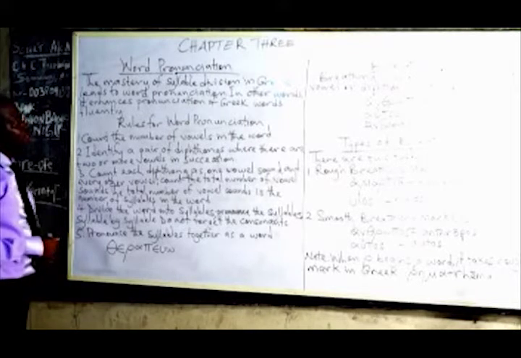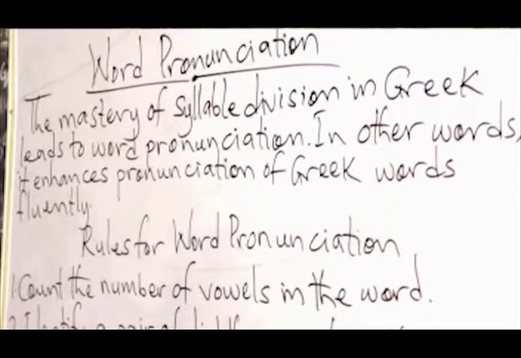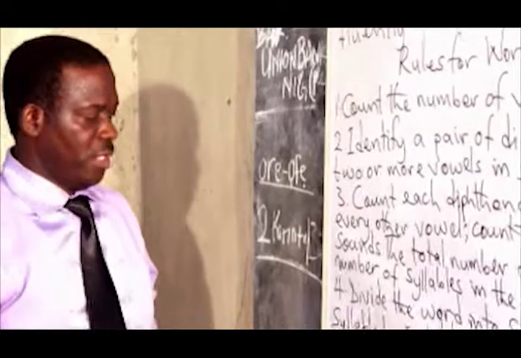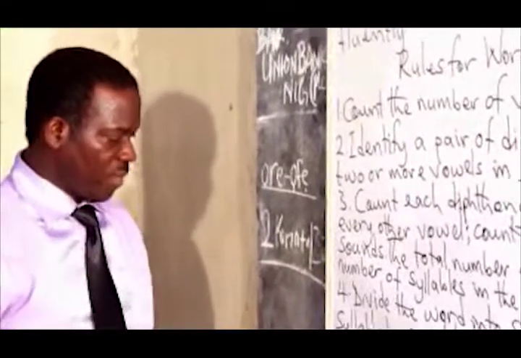Word pronunciation. The mastery of syllable division in Greek leads to word pronunciation. In other words, it enhances pronunciation of Greek words fluently. Rules for Greek pronunciation: we have a number of rules that will help one to pronounce Greek words fluently. Number one, count the number of vowels in the word. Let's begin to apply it to this word. Count the number of vowels.